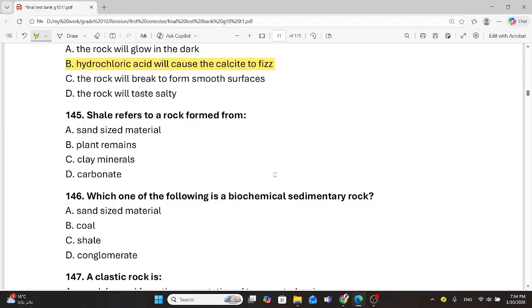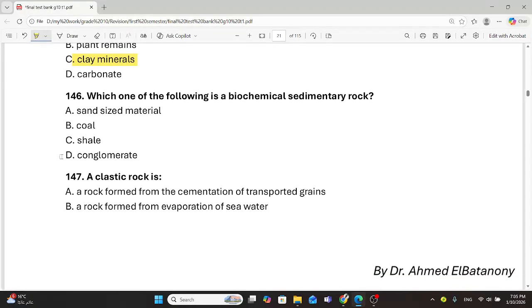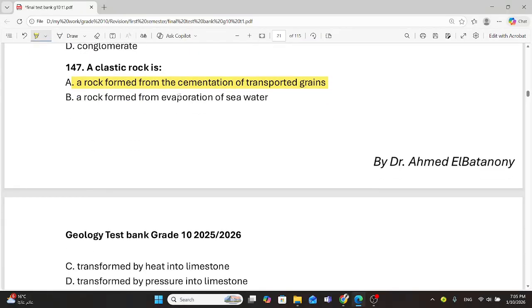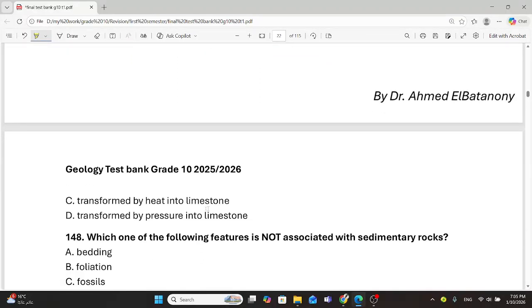طيب shell refers to rock formed from sandstone material ولا plant remains ولا clay minerals ولا carbonate هتبقى clay minerals. طيب which of the following is a biochemical sedimentary rock؟ biochemical synthesized material لا. الكول أو الشال لا. الكونجلوميريت لا برضه. طيب a clastic rock is a rock formed from cementation of transported grains أو of evaporation of seawater لا. by heat into limestone لا. by pressure لا.